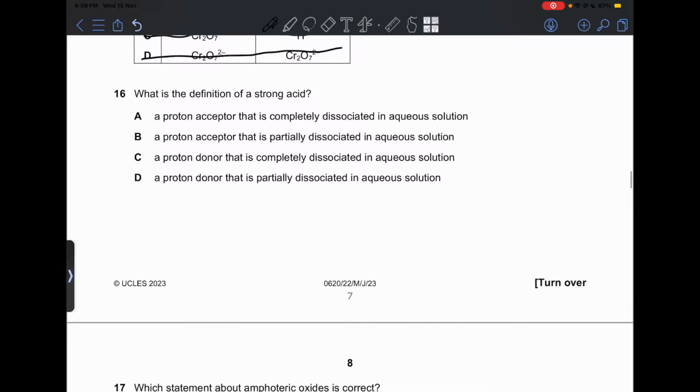16. What is the definition of a strong acid? A says a proton acceptor. This is incorrect. We know that acids are proton donors, not acceptors. So A and B are incorrect. C says a proton donor that is completely dissociated in aqueous solutions. This is correct because we know strong acids are completely dissociated, and weak acids are partially dissociated. So our answer is going to be C.